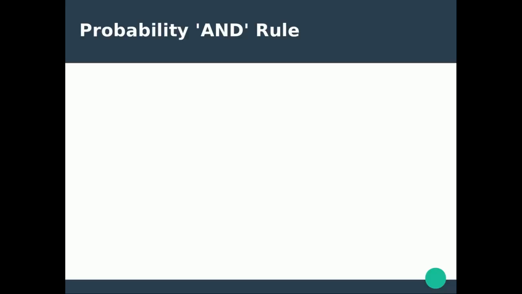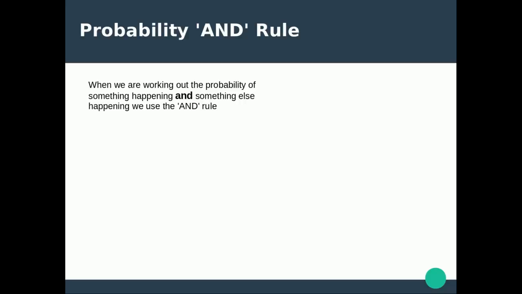So how do we apply the and rule to probability? So when we're working out a probability and something's got to happen and then something else has got to happen, we apply the and rule. So if we have to use the word and, then we've got to use the and rule. So if we're considering the probability of A and B happening, then we work out the probability of A and the probability of B, and then we multiply one by the other.